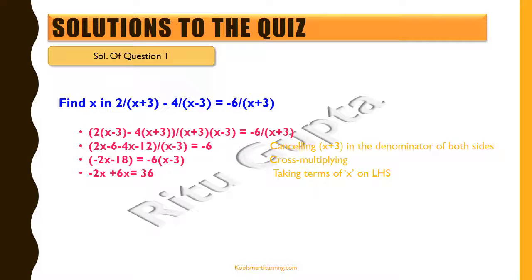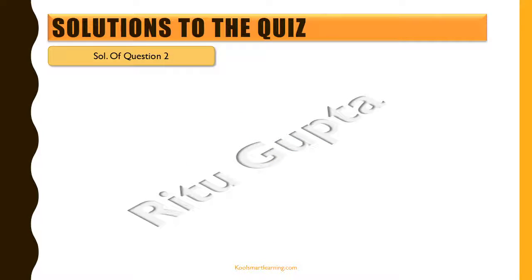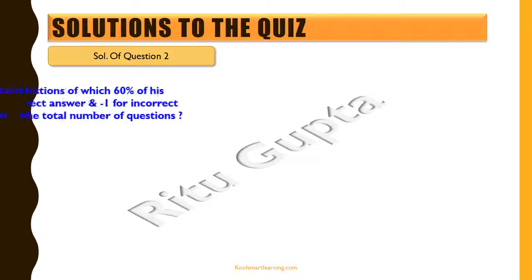Now we are transposing. Minus 2x plus 6x is equal to minus 18 plus 18. That makes it 36. So 4x is equal to 36, x is equal to 9. So option A is the correct answer for this. Now let's look at the solution for question 2.